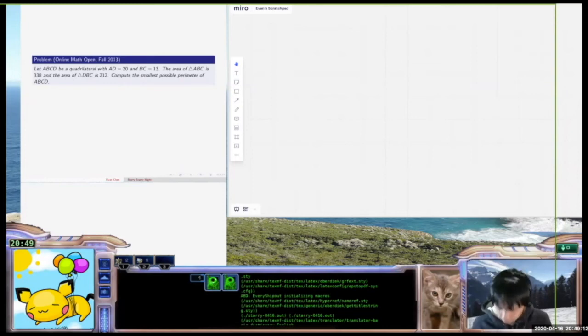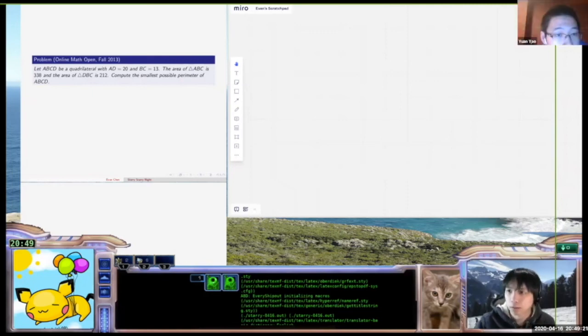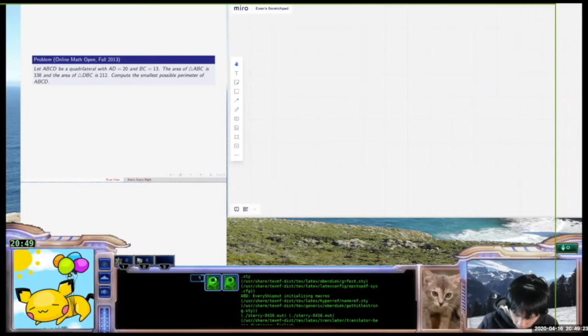Okay. So, in this problem, I have a quadrilateral. Right, so I'll initially draw it like this because this is how you typically draw a quadrilateral, and I'll probably redraw it later with a different orientation. So A, B, C, D.